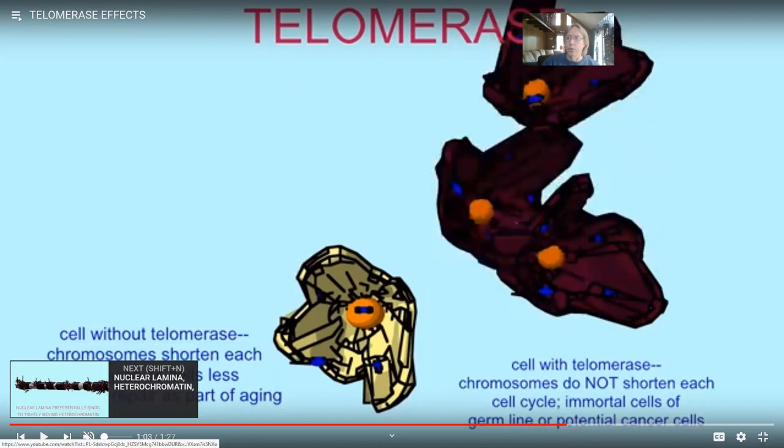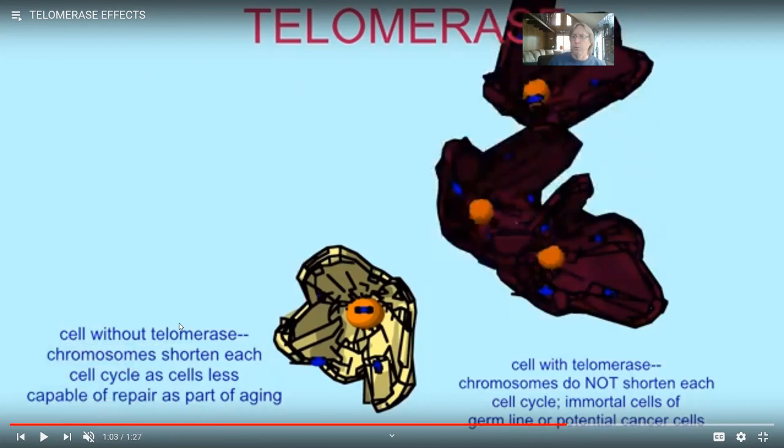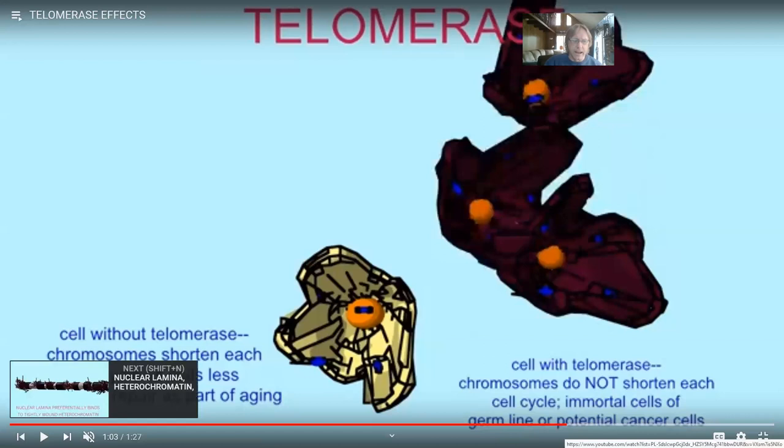And so, cancer cells are abnormal by definition, and some of that abnormality might be they're expressing telomerase when they should not. So there are three regions that a chromosome needs to have: areas where DNA replication can start, a centromere, and a telomere.